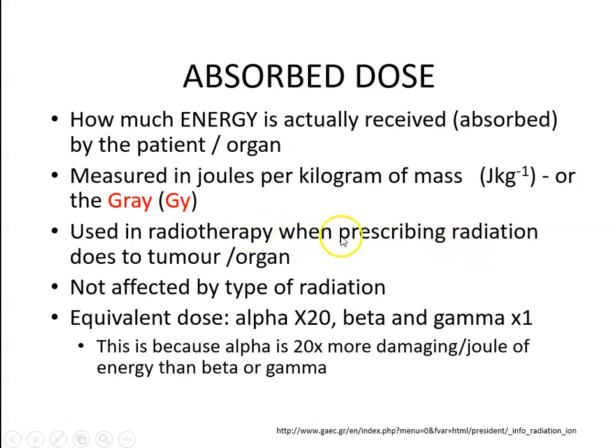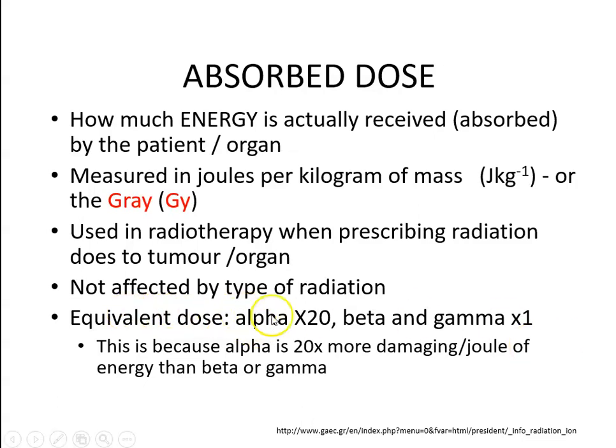so that a patient may receive, let's say, 60 grays in 10 doses each of 6 gray, that type of thing. So a patient will be prescribed a certain number of grays of radiation. Now, it says here it's not affected by type of radiation. What actually this means is, if you look at the radiography lecture that is also up on YouTube now, it describes this in more detail, but basically because alpha particles per watt of energy absorbed are 20 times more damaging than beta or gamma.